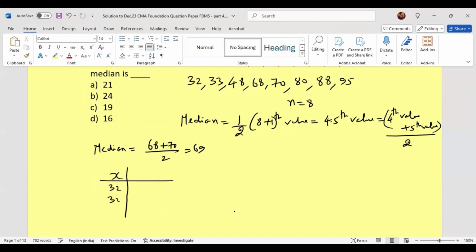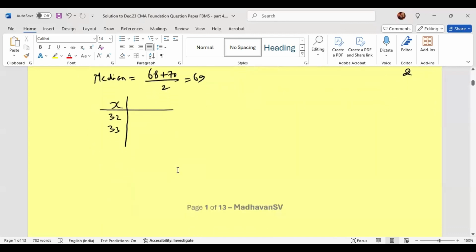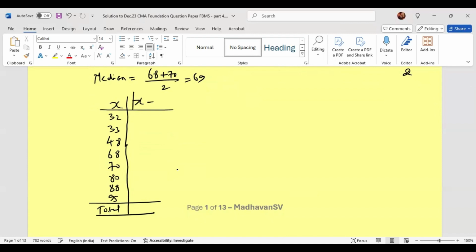32, 33, then 48, 68, 70, 80, 88, 95. Now we will find the absolute deviation. So this x minus median, which is 69. Absolute value of x minus 69 we have to find for each observation.